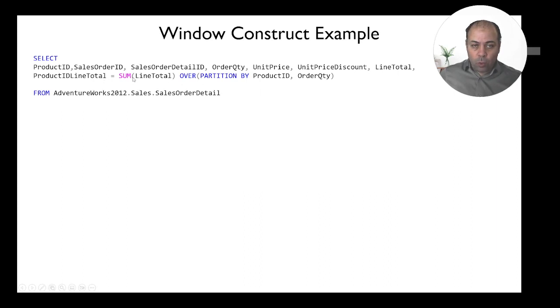This column has a formula. The formula starts with the summation. The summation here means we need to sum up the values of this field, but here we have a command called OVER, PARTITION BY product ID and order quantity. So those are two columns. When I mention partition, that means the summation is not over all the records. The summation should be grouped by those columns.